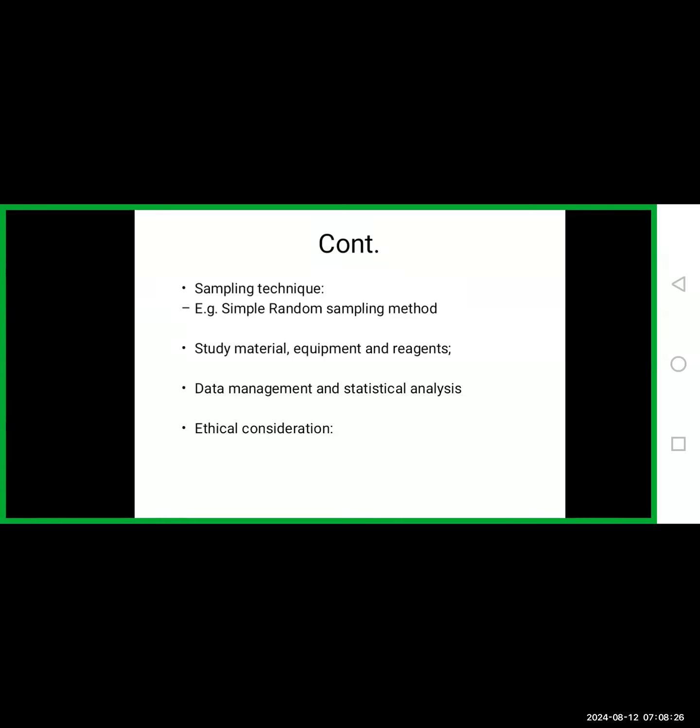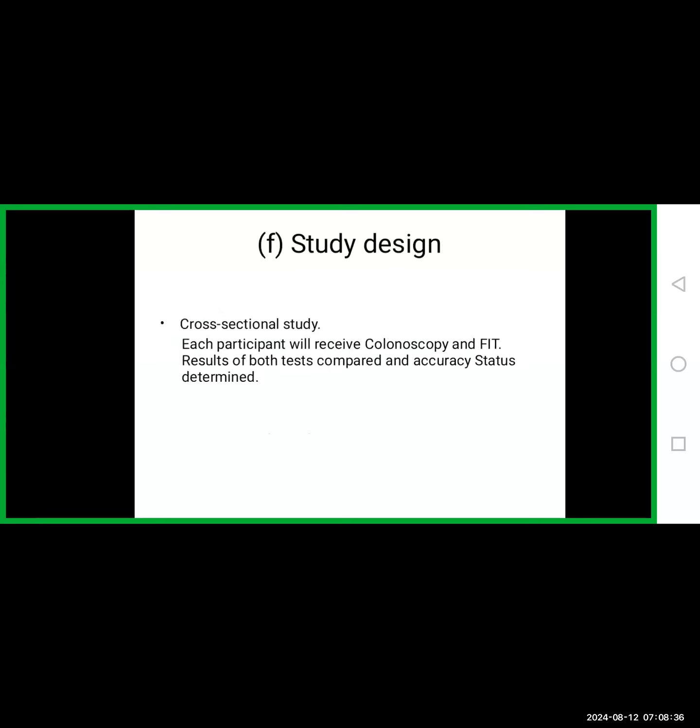Sampling technique, such as simple random sampling method, could be part of the component of the research methodology. Study materials, equipment, and reagents. Data management and statistical analysis. Ethical consideration.